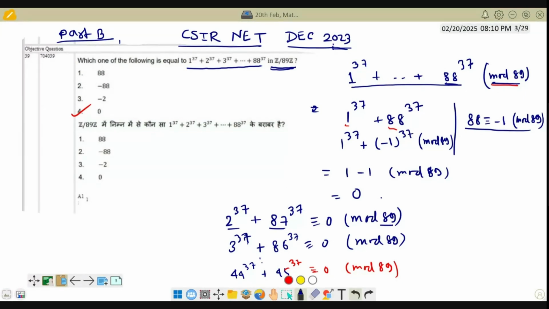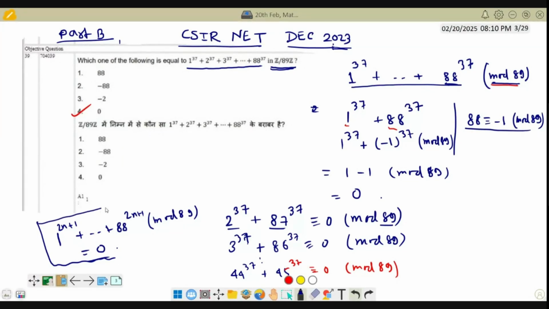So one way to generalize this: if you have 1 power 2n plus 1 up to 88 power 2n plus 1 mod 89, this is 0. So this is one way. Any other way? Like if in the exam they ask for this, n is any natural number, so that will be 0.